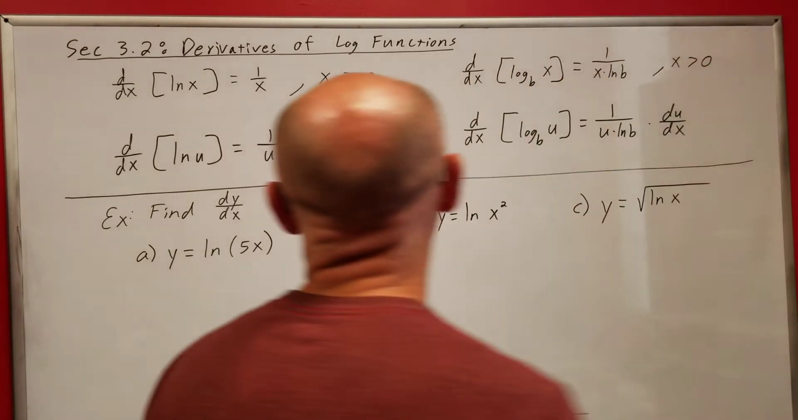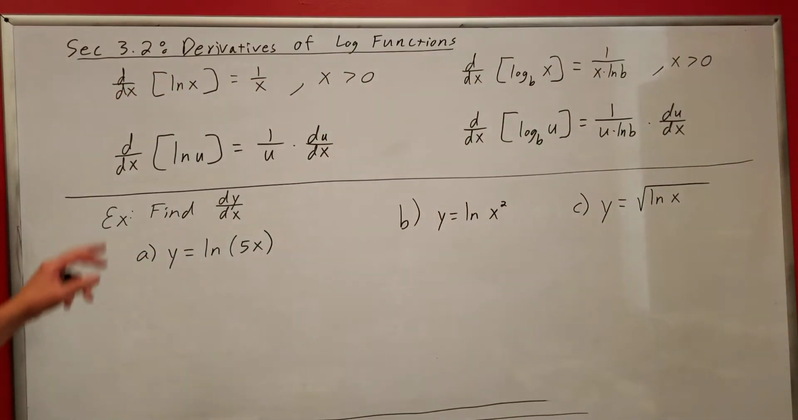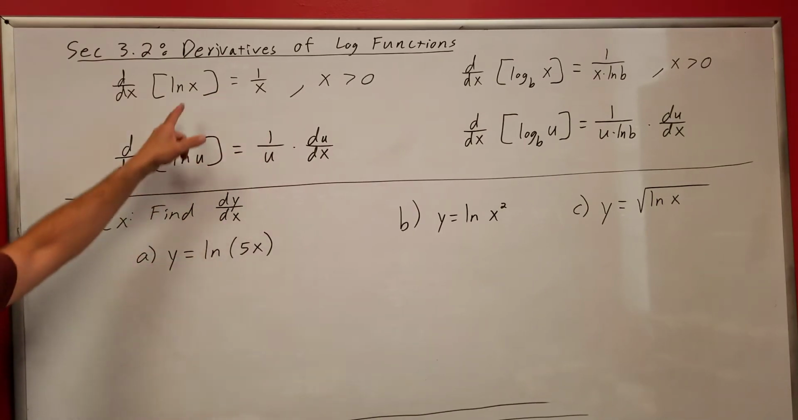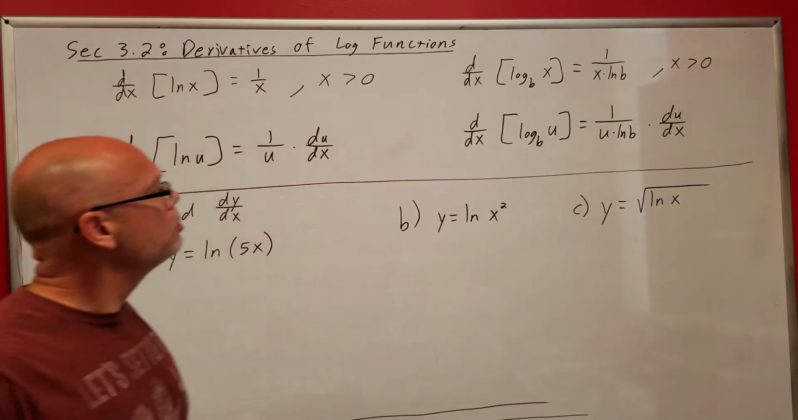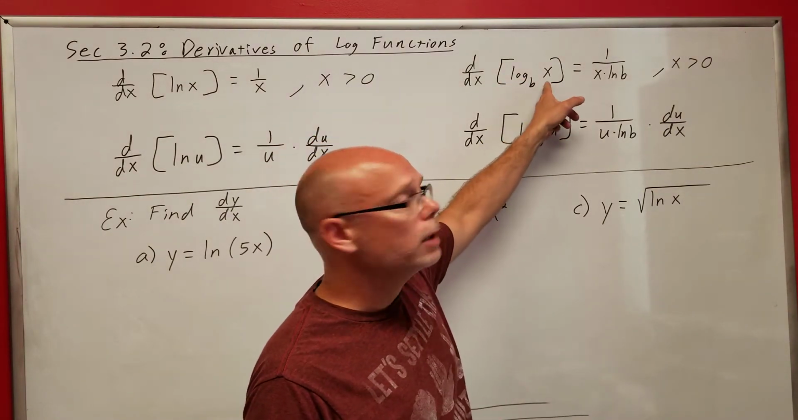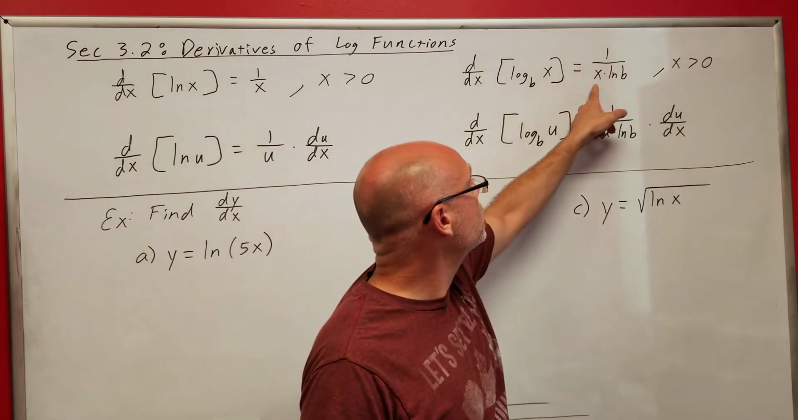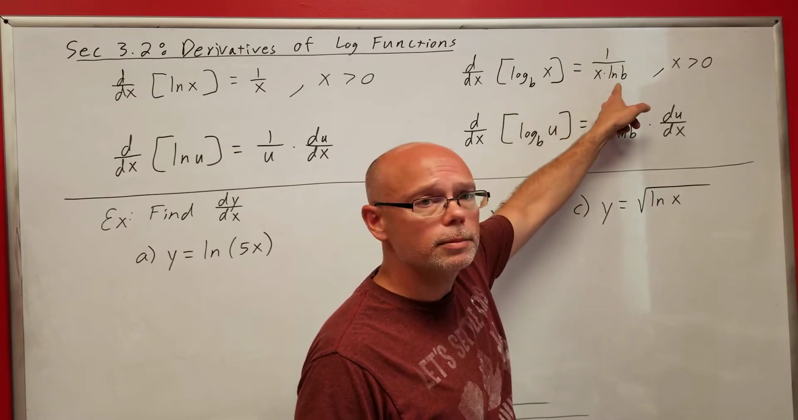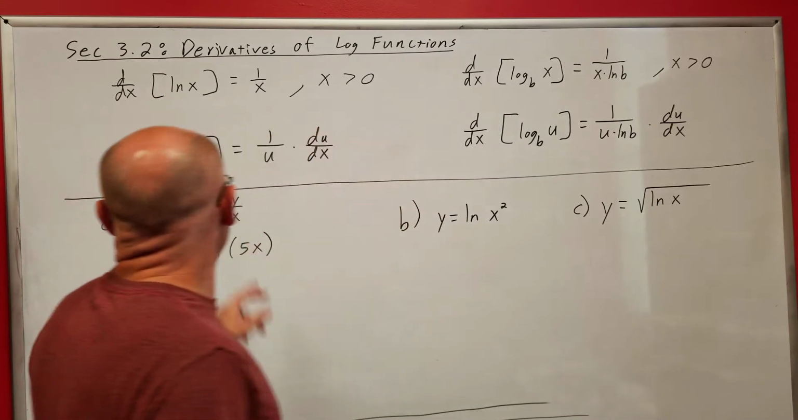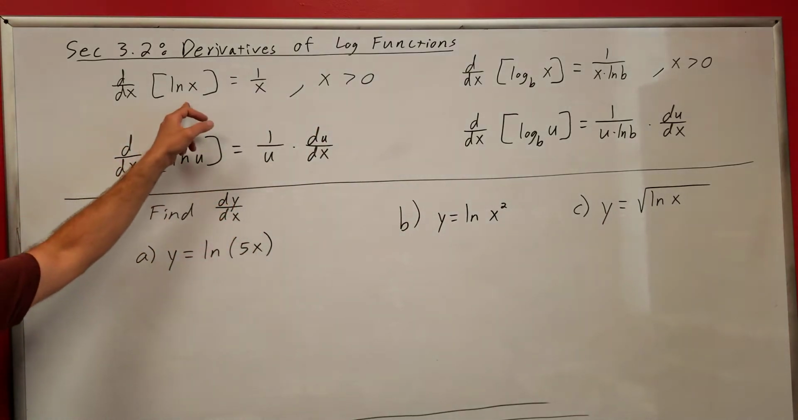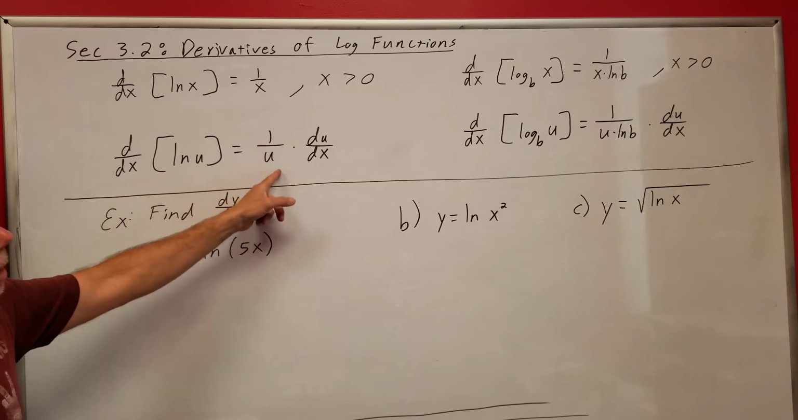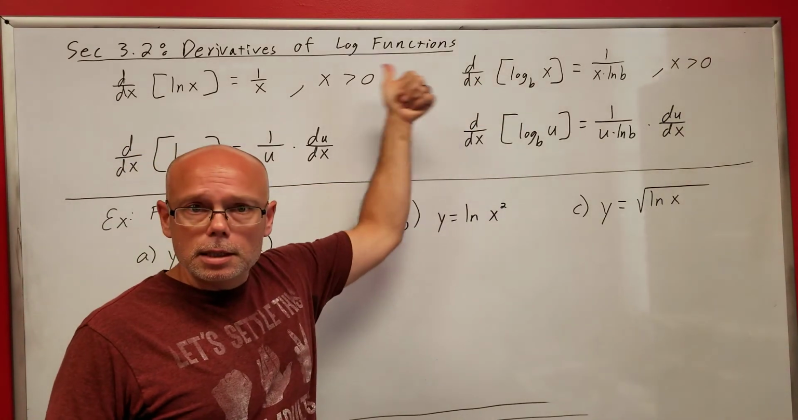Section 3.2, derivatives of log functions. All right, so we have the derivative of natural log of x is 1 over x, so 1 over the argument. Derivative of log base b of x is equal to 1 over the argument times the natural log of the whole base, okay? Now really these are more general forms of the top two, so you could really just get away with memorizing this one and this one instead of the top two.